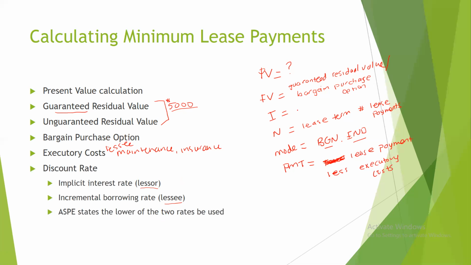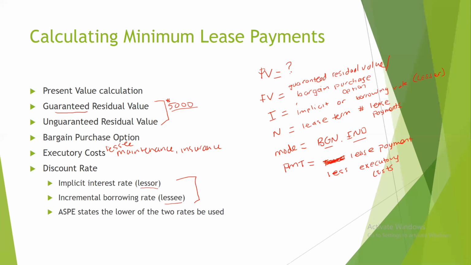Okay, so lower of either the implicit interest rate or the incremental borrowing rate of the leasee. So you're doing lesser of. So the lesser amount of both of those, or the lower amount of both of those. Okay, so either you're using the lower of either the incremental borrowing rate of the leasee or the implicit rate of the lessor. So those are the components that go into the present value calculation.